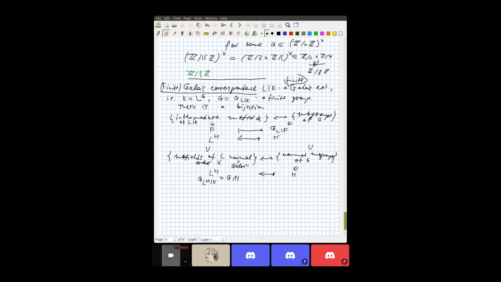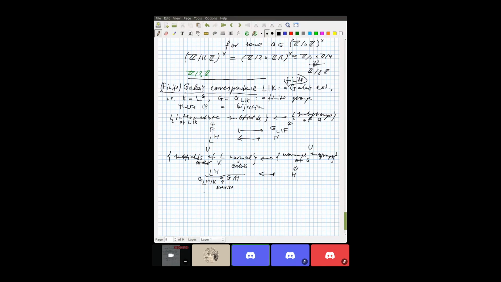The Galois group of L^H over K is G modulo H. That's right. I mean, it's a claim, well, it's an exercise.